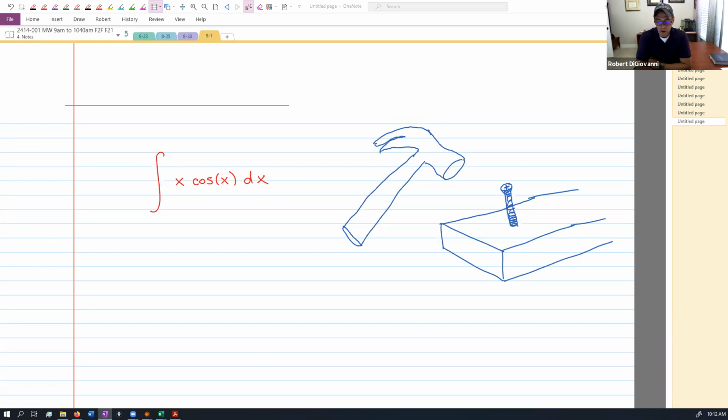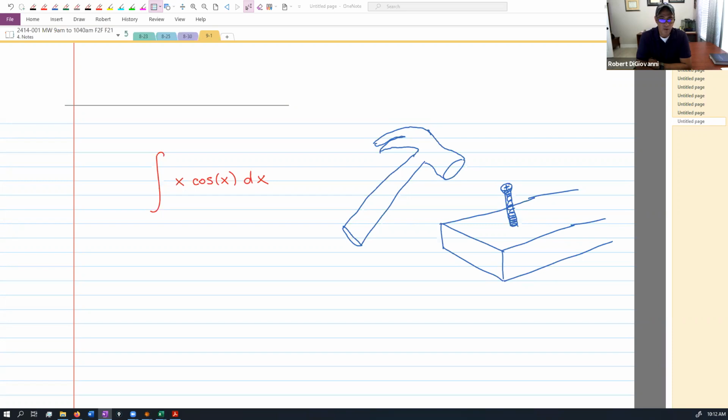So I drew a picture here. I know it's a great picture, right? I've got a screw that I'm trying to put into a board, and I've got a hammer. So I have the wrong tool for the job here. And right now you don't have the right tool for this, so I have to give you the tool to do this problem.